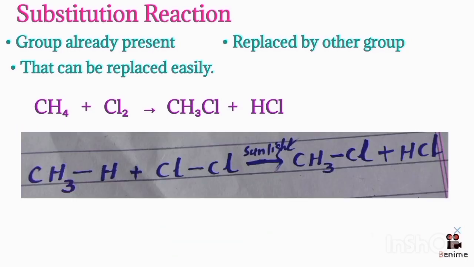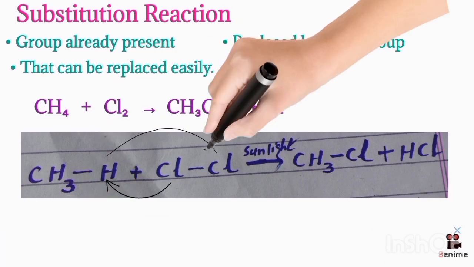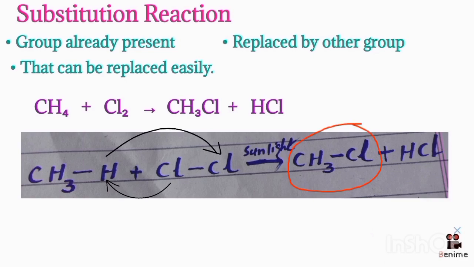In this reaction, methane acts as substrate, chlorine acts as reagent, and ultraviolet light provides energy for reaction. What happens during substitution reaction? One hydrogen atom attached to carbon is removed. One chlorine atom replaces that hydrogen atom, so methane changes into chloromethane. The removed hydrogen combines with another chlorine atom to form hydrochloric acid.